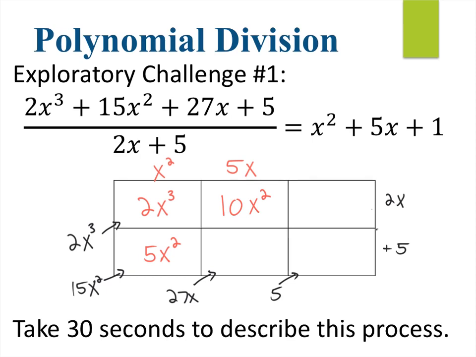And then now I can figure out this bottom cell on the bottom. 5x times 5 is 25x. What plus 25 equals 27? I use my diagonal now. Oh, well, 25 plus 2. Oh, 2. It's got to be a 2x there. Oh, well, what times 2x gives me 2x? That's got to be a 1.